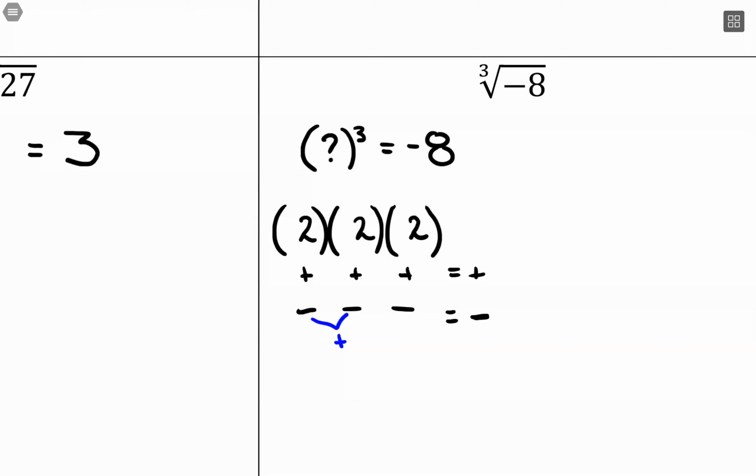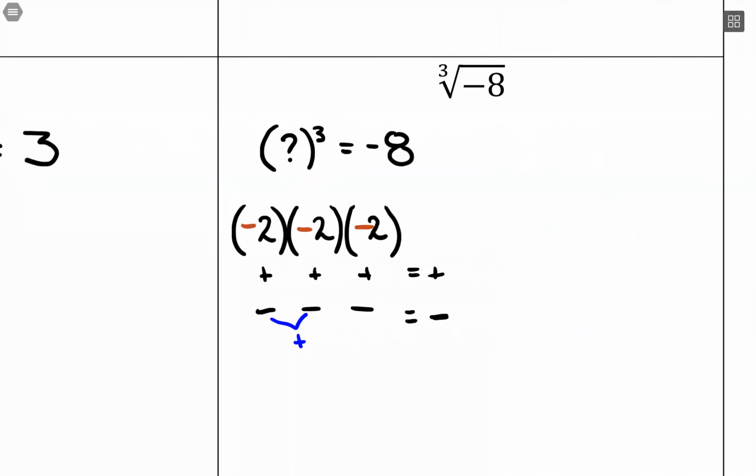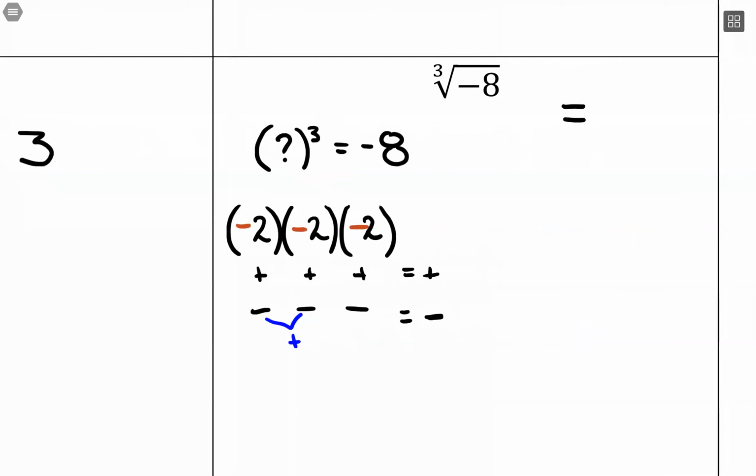So with that, when we take odd roots of negative numbers, we're going to be using a negative number. And similarly with that example we just saw, if the number's positive underneath the radical, you're going to have a positive value. So this is going to simplify to negative 2. So with odd roots, if it's negative underneath, negative outcome. If it's positive underneath, positive outcome.